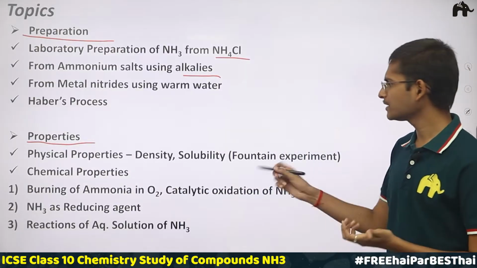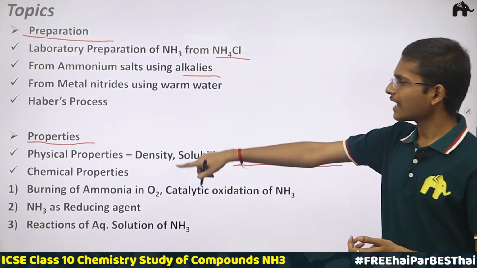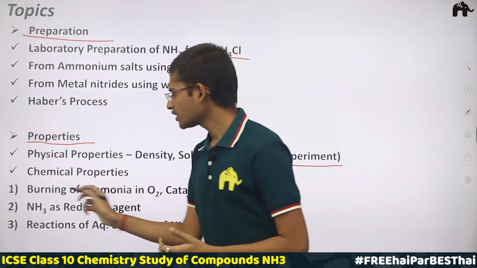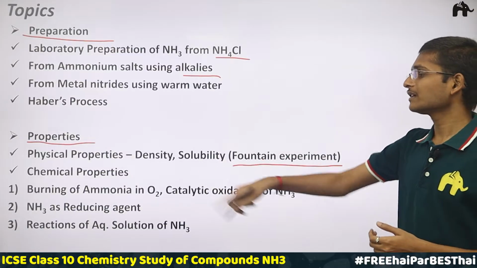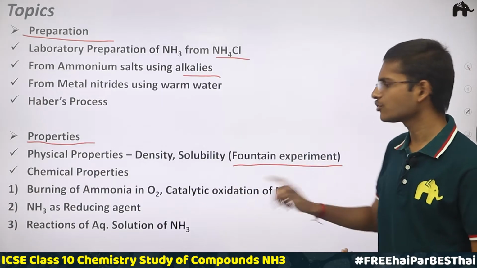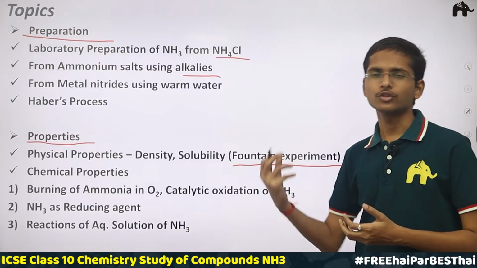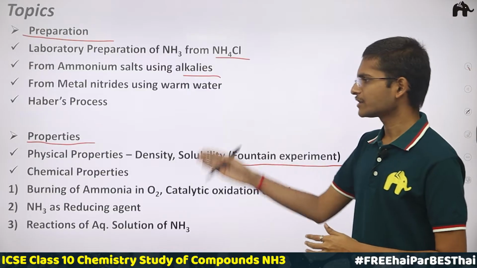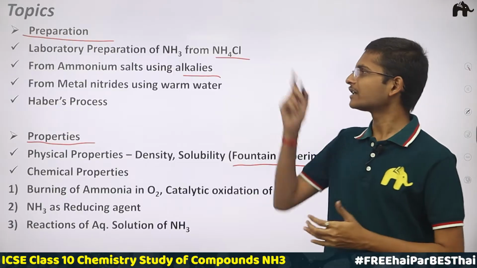And for solubility, we have the fountain experiment, same as that of hydrogen chloride, to demonstrate its solubility. Lastly, the chemical properties, which are very interesting. First is burning of ammonia in oxygen, then catalytic oxidation of ammonia, then ammonia as a reducing agent. We will see some reactions here as well, and the reactions of the aqueous solution of ammonia, that is ammonium hydroxide, with acids and with soluble metallic salt solutions. We are going to see all those things in much detail as well. So I hope you have got a glimpse of what we are going to study in this chapter. So then let's start with the first one.